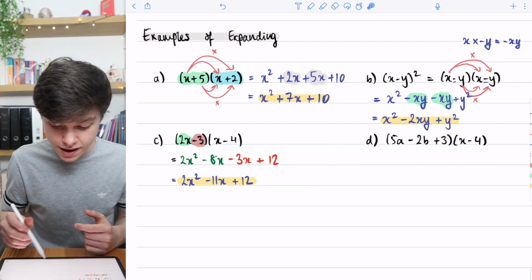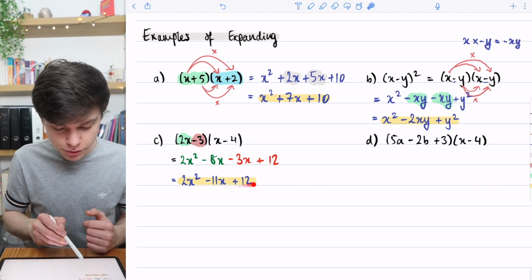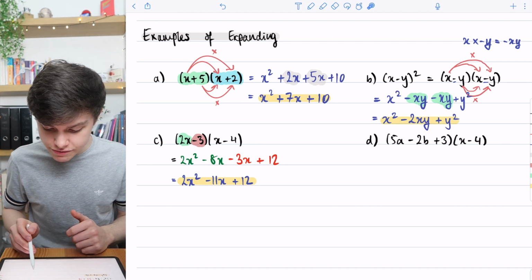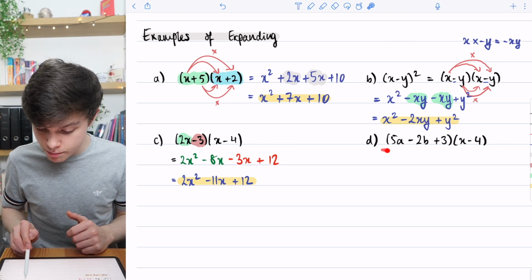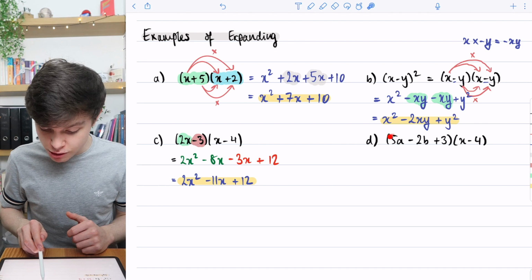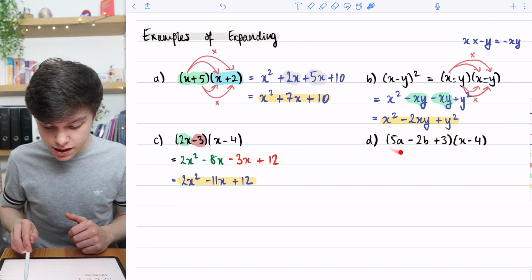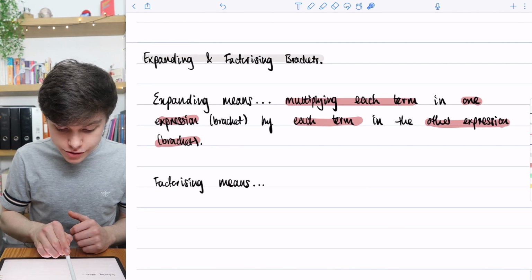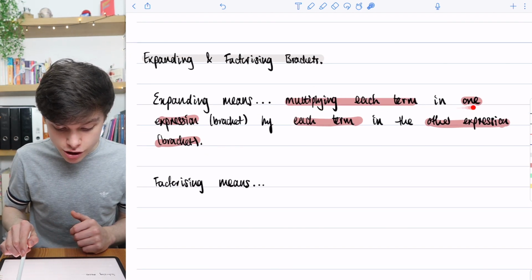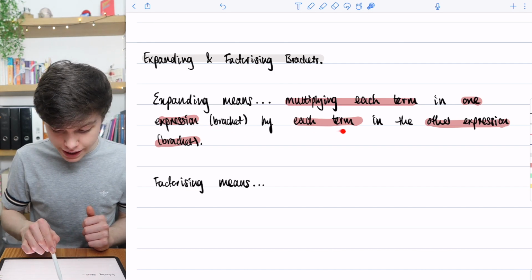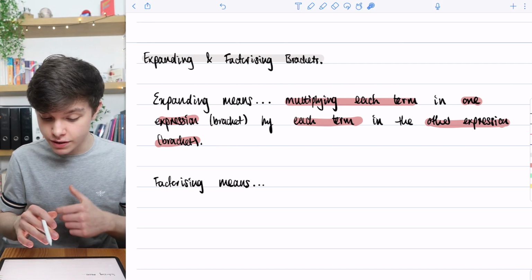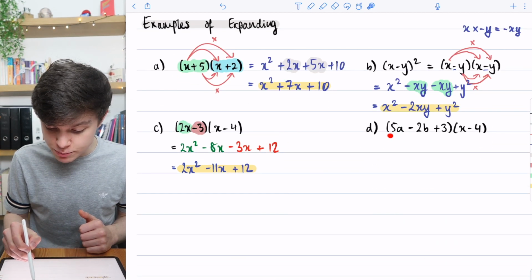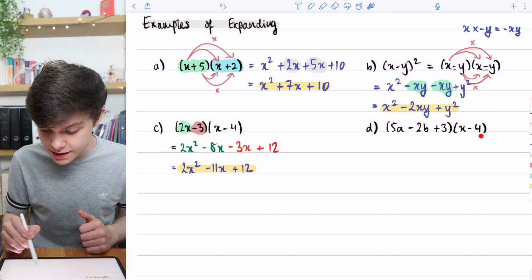Another way to check your answer is to factorise all of these, and we'll move on to factorising after we've done this example. So what's different about this one? Well, we've got 2 brackets here, but in this first bracket, we've got 3 terms. Just going back to the definition, all we need to do is multiply each term in one expression by each term in the other expression, or in this case, brackets. So we need to multiply every term in this bracket by every term in this bracket.